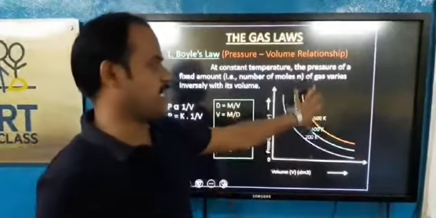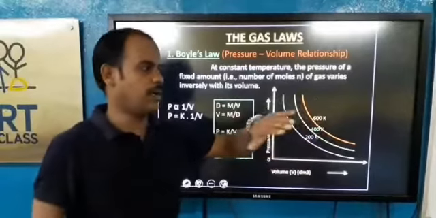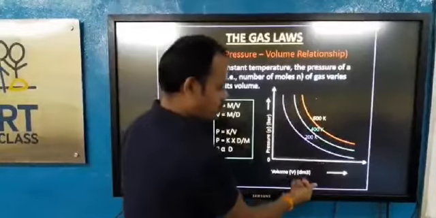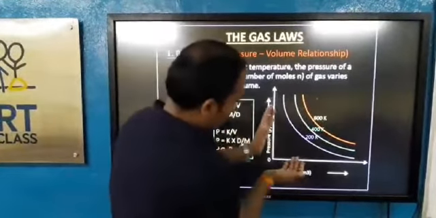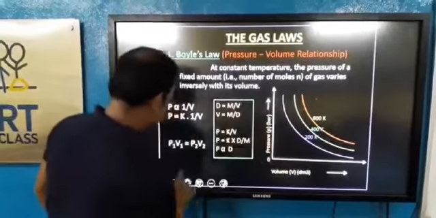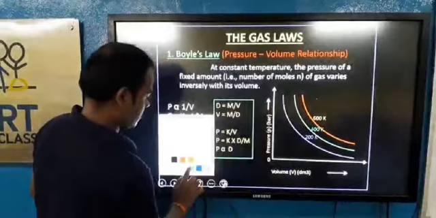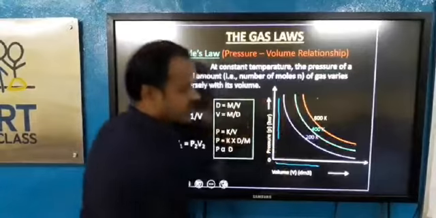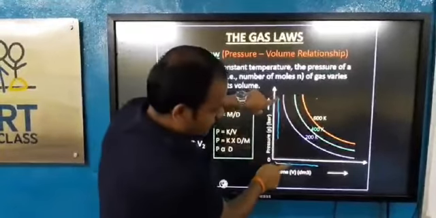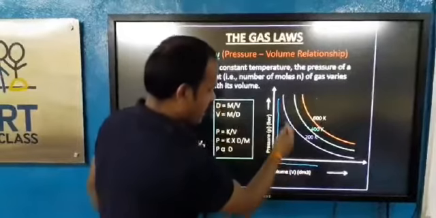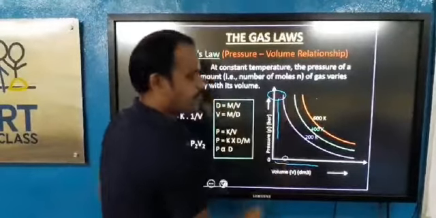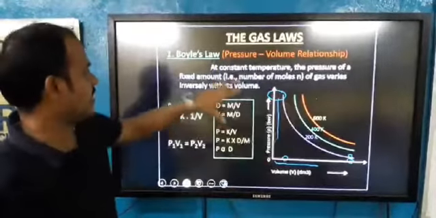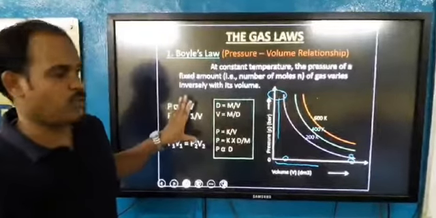This graph is actually an experimental graph which is prepared by doing a lot of experiments. In this graph you can see this axis is volume, this is pressure. So simple relation. As we increase volume, pressure is decreasing. At maximum pressure, volume is minimum. At minimum pressure, volume is maximum. So from this graph, it is clear that pressure is inversely proportional to volume.